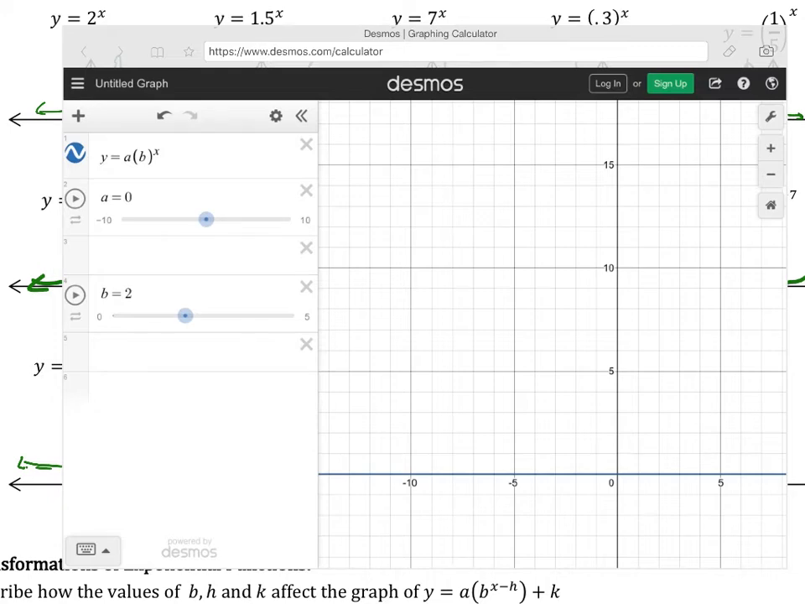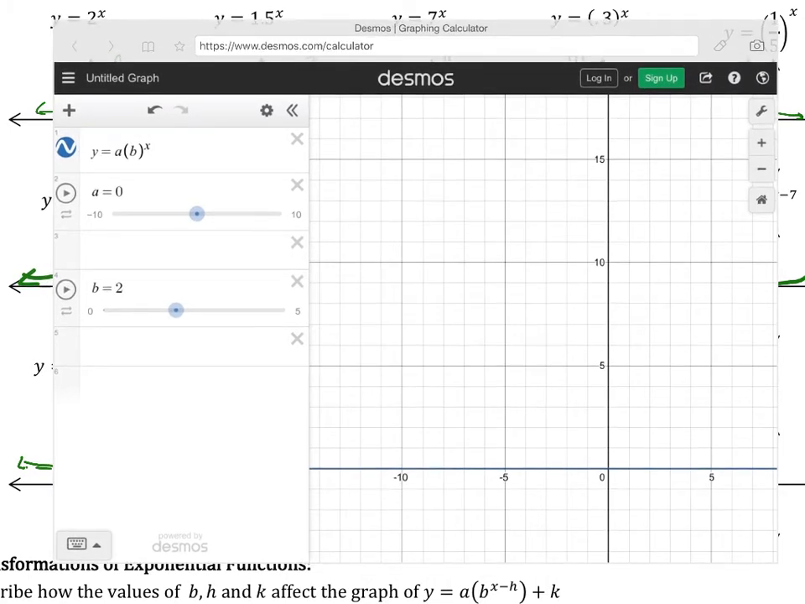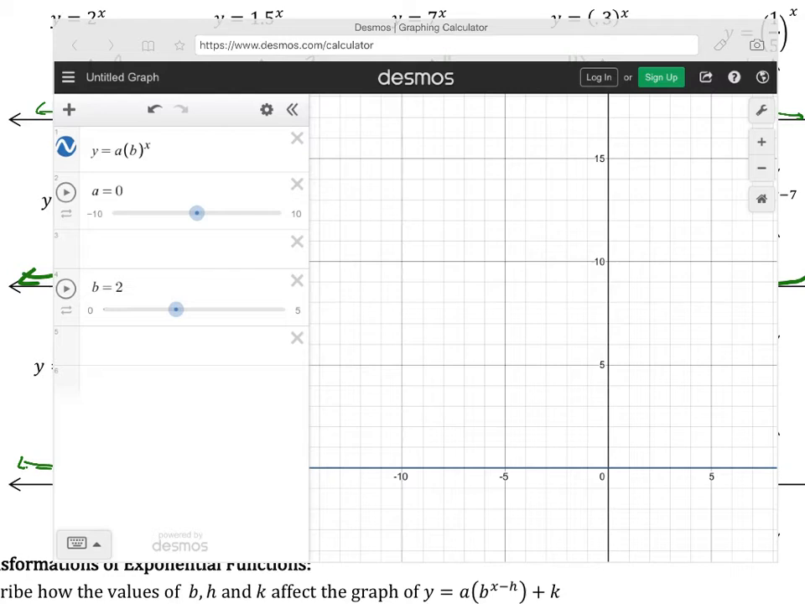And what happens when it goes negative? When that A value goes negative, now remember the B value cannot be negative, but when A is negative here, it flips it upside down. So if we're multiplying by a negative number out in front, it's going to flip it upside down. And if that's just plain old -1, this shape right here is the same shape as 2 to the x, but it's flipped upside down.